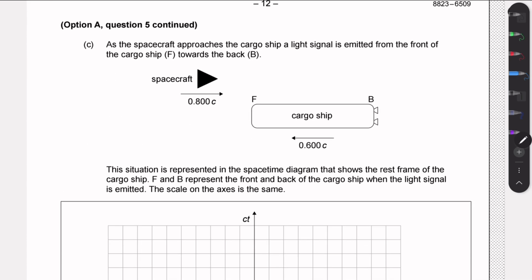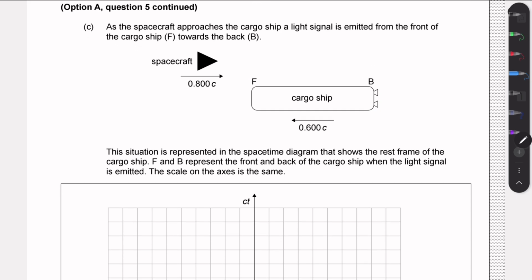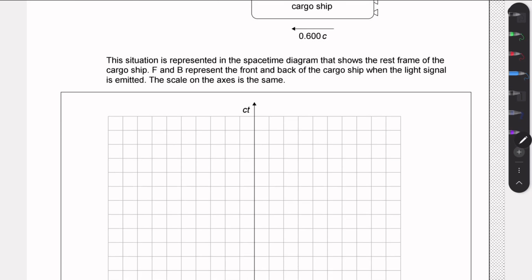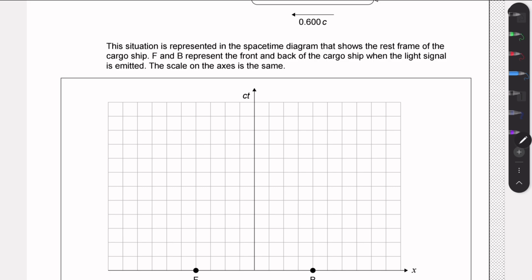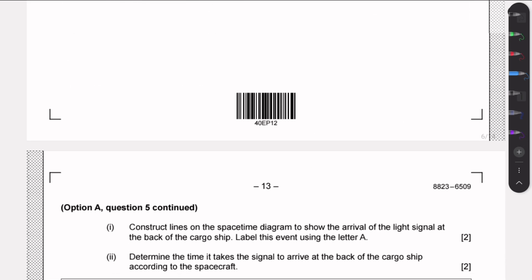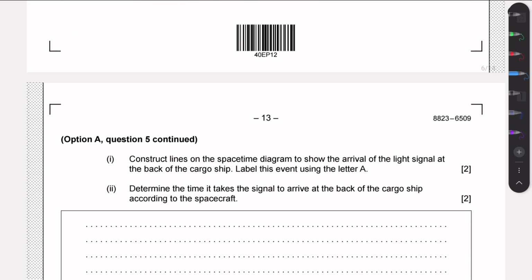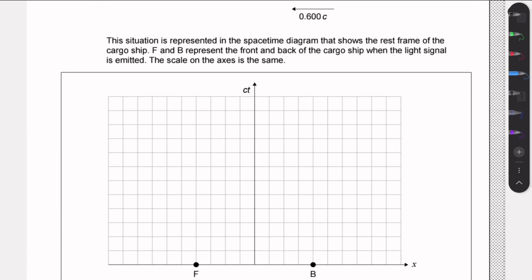And then part C, we're told as the spacecraft approaches the cargo ship, a light signal is emitted from the front of the cargo ship towards the back. The situation is represented in the space-time diagram, with F and B. In part 1, we need to construct lines on a space-time diagram to show the arrival of the light signal at the back of the cargo ship.